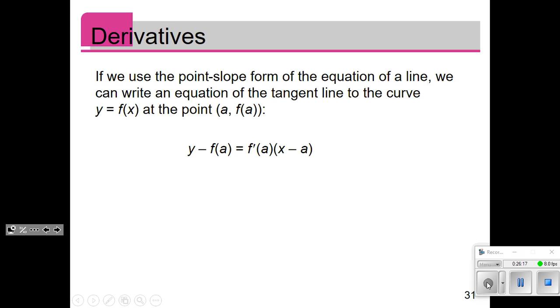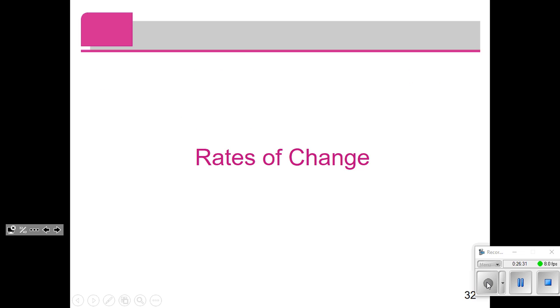And then this is just the point slope form. Okay, if you remember the point slope form, this is y minus y1 equals m times x minus x1. That's all it is. Okay, point slope form.